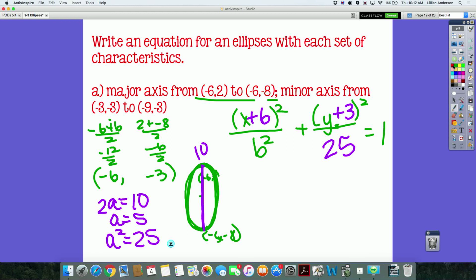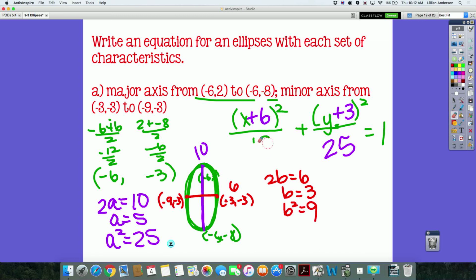To find b, to find our b squared, we know our minor axis goes from negative 9, negative 3 to negative 3, negative 3. That right there is a total of 6 units. So then 2b would equal 6, because again, from before, the length of the minor axis is equal to 2b. The length of the major axis is equal to 2a. So then b would equal 3. So then b squared equals 9.